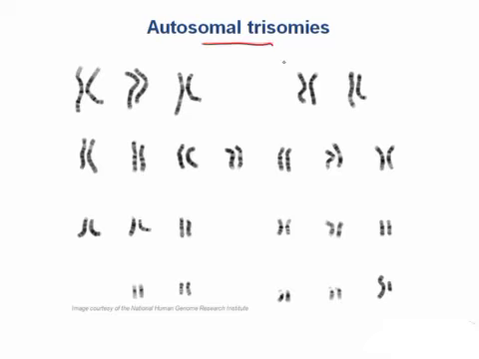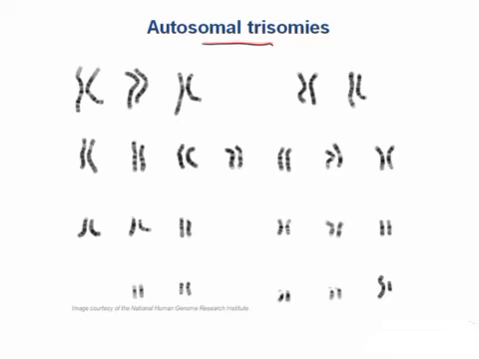Autosomal trisomies can happen when 3 homologous chromosomes are present in a zygote instead of the normal set of 2. So this here that I'm showing you is a normal karyotype in which you can see 2 copies of each chromosome, but if there were 3 copies instead of 2 for any of these, that would be a trisomy.